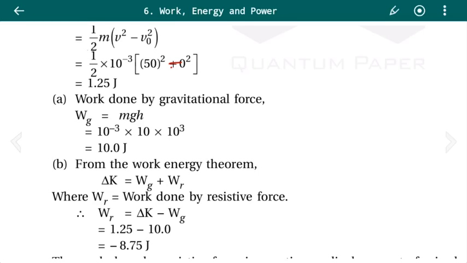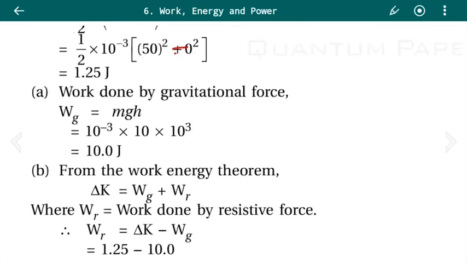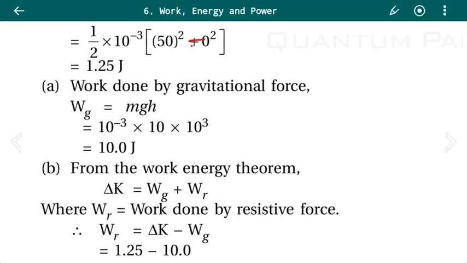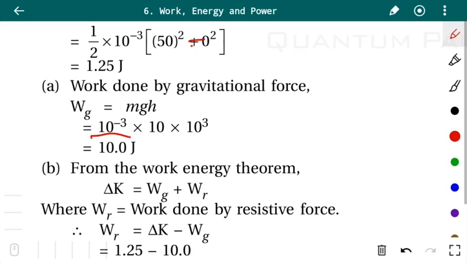So we can write Wg equals mgh, because we have studied that this equals the gravitational potential energy. So Wg equals mgh, where mass is 10 raised to minus 3, g is taken as 10, and height here is given as 1 kilometer. When we convert that, we get 10 raised to 3 meter. So when we solve this, we get 10 joule.